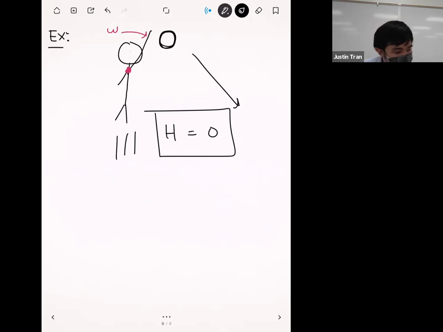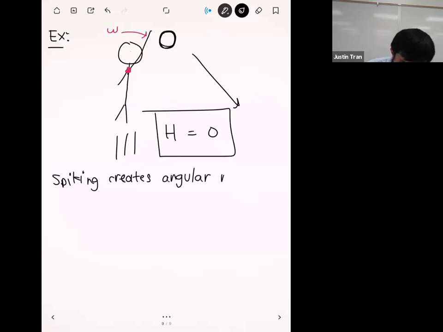But when you swing your arm to spike the volleyball, this is going to create some angular momentum. Because your arm has some mass that's distributed away from your center of mass, and just by the fact that you're rotating it with some speed means that there's going to be some angular momentum associated with that motion.